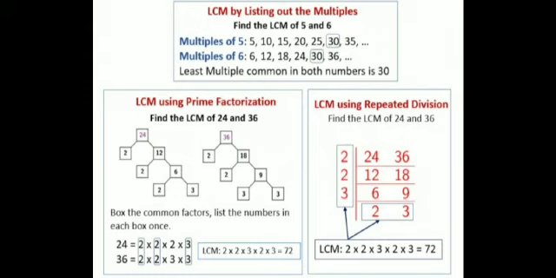So we have used these methods for finding HCF also. But in case of HCF, we have multiplied the common factors only. In case of LCM, we have to multiply the common factors and the non-common factors. I hope you people have understood this.